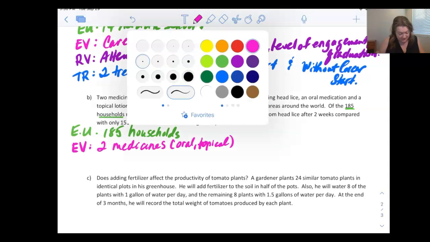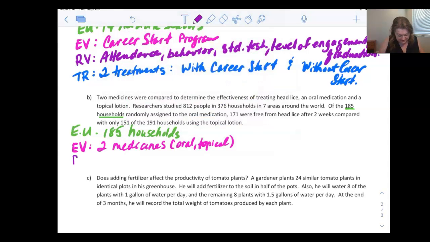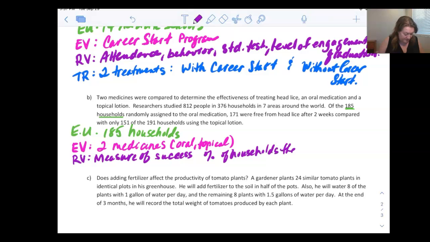Okay, and then the response variable. What are we hoping to measure at the end to determine whether this is a success or not? How about the measure of success is, let's see, how would I say this? The measure of success is the percentage of households that are lice-free, maybe? Okay, hopefully they're not going to count every louse. They'll just come back and say, hey, it worked in this household, not in that one.